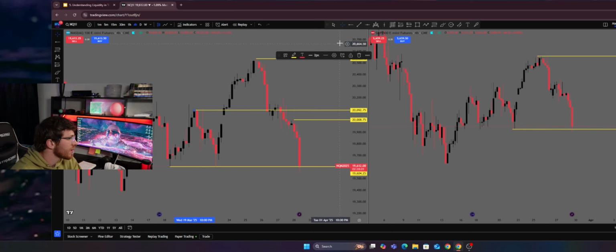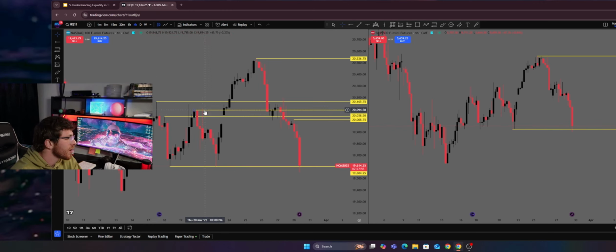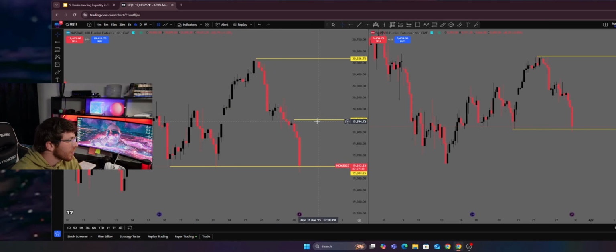We have a 4-hour high right here. We have a 4-hour high right here. And we have a 4-hour high right here. So this could have been our take profit, this could have been our take profit, and then this one could have been our take profit. So when marking these out, guys, all you got to do is learn how to see highs and lows.